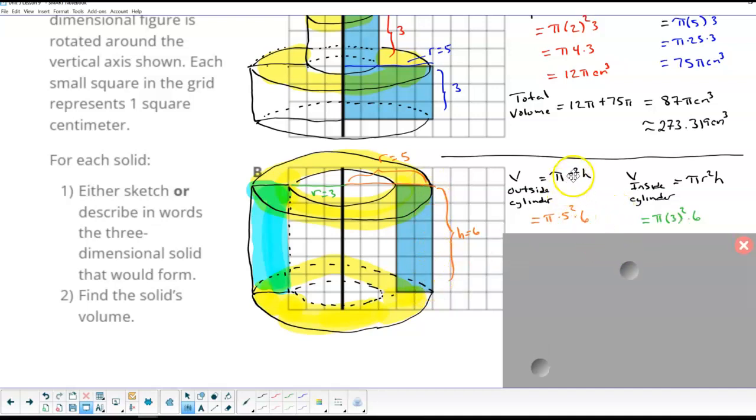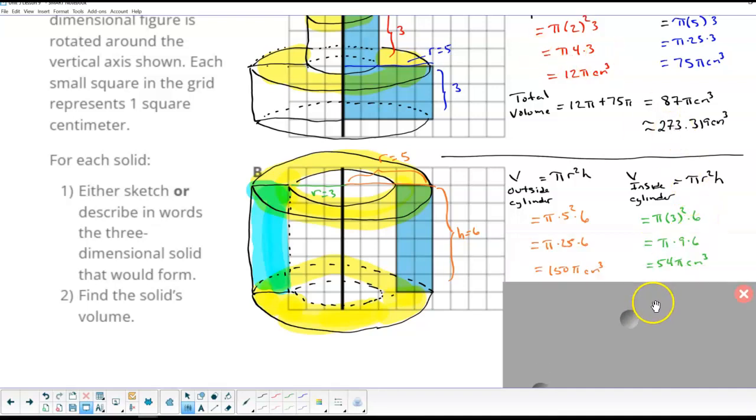So I'll plug in 5 for the outer radius, 6 for the height. For the inside radius it was 3, the height was 6, and we're going to simplify just like we did up above. So we get 5 squared times 6, which is 25 times 6, or 150 pi. 3 squared times 6 is 54 pi.